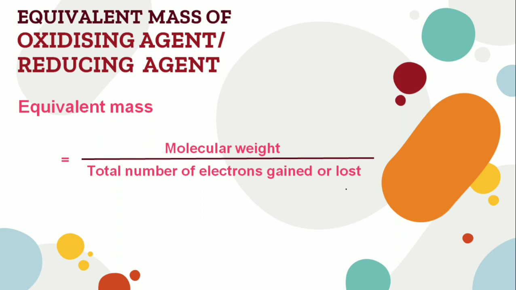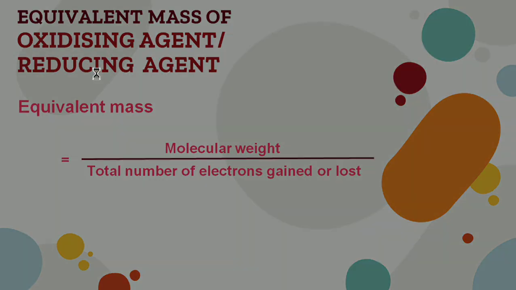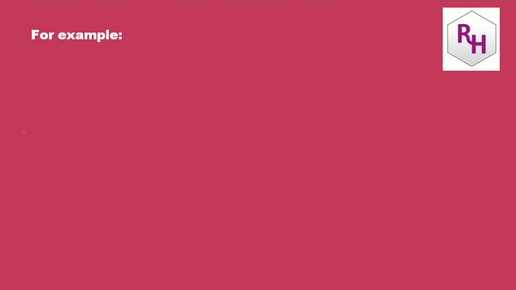Generally what happens? An oxidizing agent or reducing agent will give or take electrons, correct? So the total number of electrons changed for that particular element you have to calculate. That gives rise to the equivalent mass of the oxidizing or reducing agent. Fine. So we'll take one example. First we'll consider KMnO4 as an oxidizing agent.